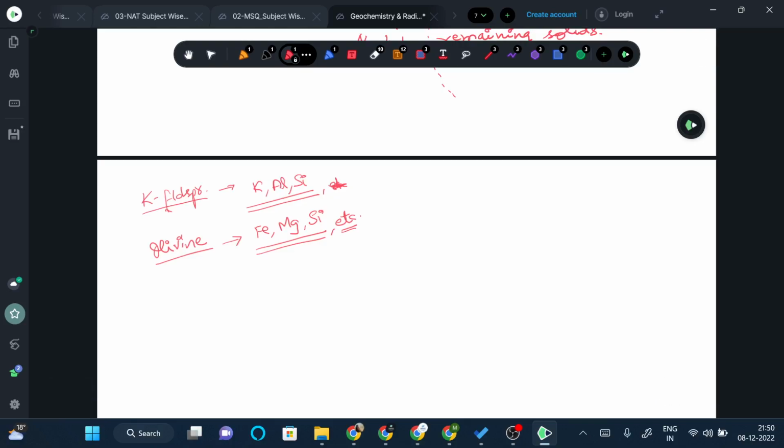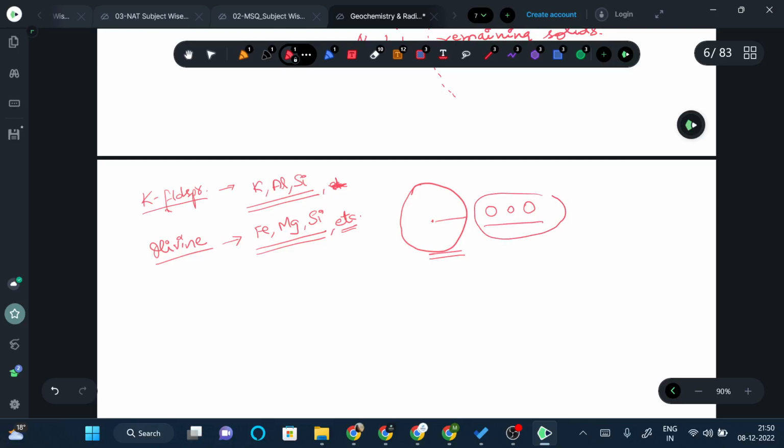Here, if I tell you there is an atom which has an atomic radius way too bigger or larger than these elements, let's say K and Al are each small like this in comparison to this one, what do you think, in a rock constituting these particles, can this particular atom have its own space in that rock? Can it easily accommodate in that particular rock?